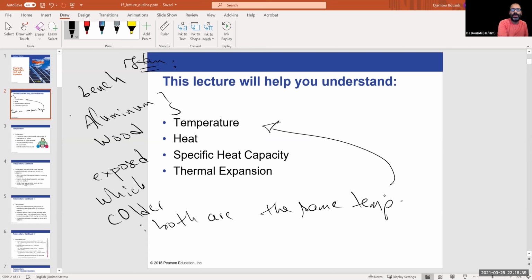And then we're going to talk about thermal expansion, as I said, and this is true for all materials, regardless of what they are made up of, whether they are minerals, metals, concrete or whatever that is.